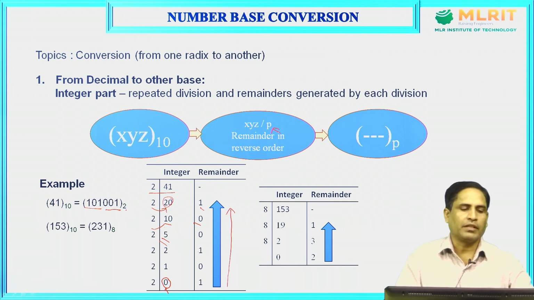So these are the equivalent numbers. We have converted the integer part. Next we shall discuss the fractional part, but for the integer part, repetitive divisions and the remainders generated by each division we kept in the answer in reverse order.